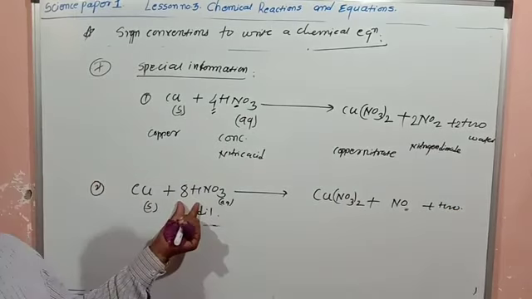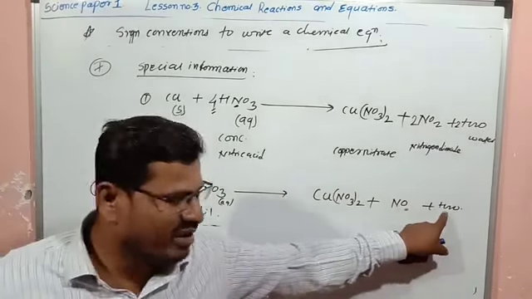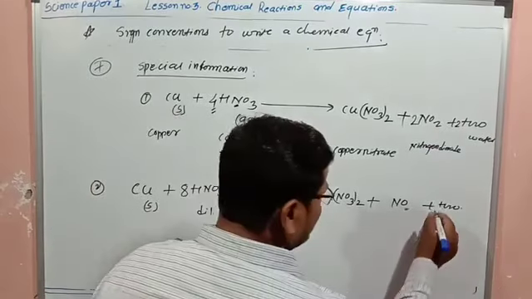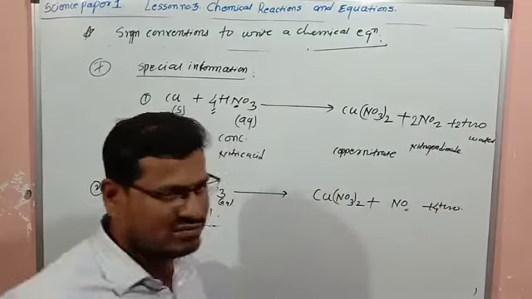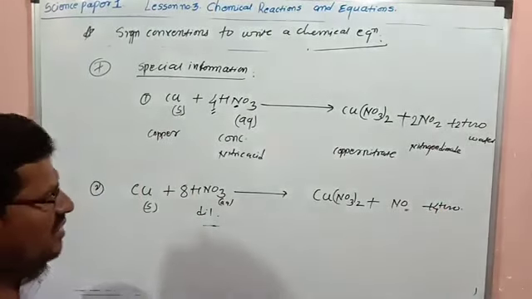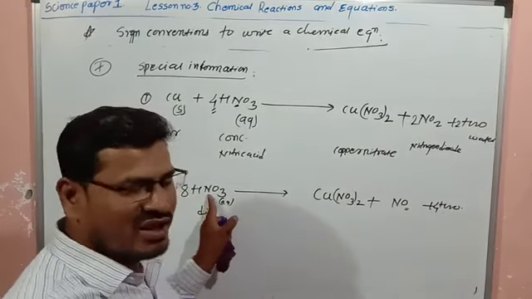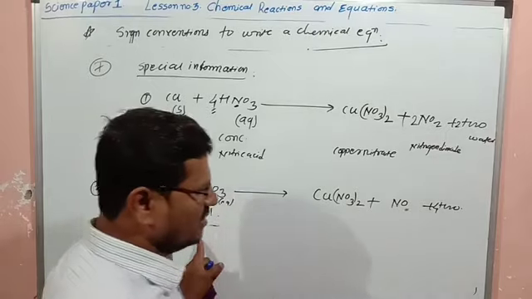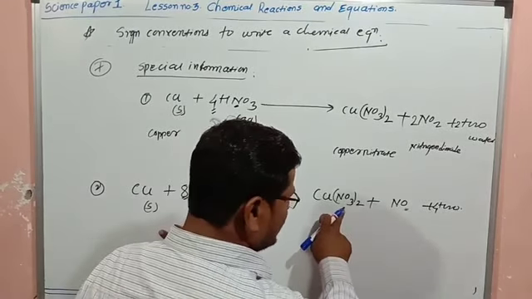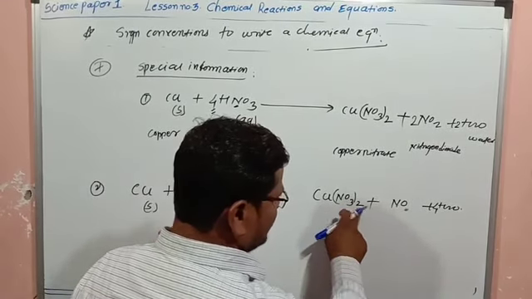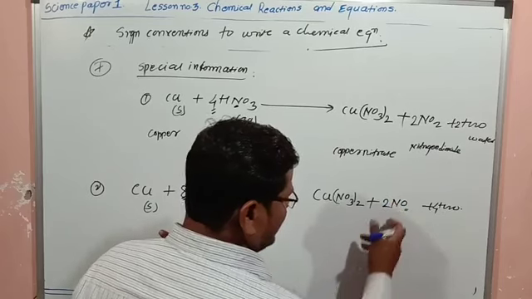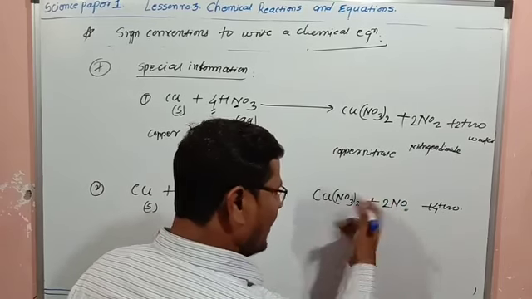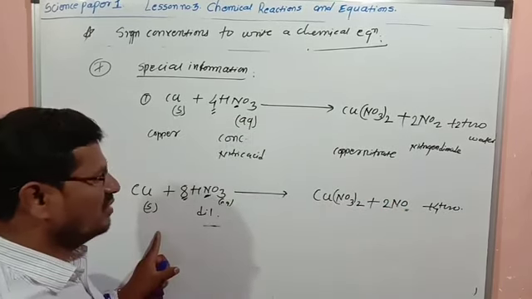So here how many hydrogen are there? 8. Here how many are there? 2. So what you can do? 4 2s are 8. So again, how many nitrogen are there? 8 are there. Here how many are there? 2. How many are there? 2. And if you give here 2, then it will become 4. But 8 are there. So what you can do?